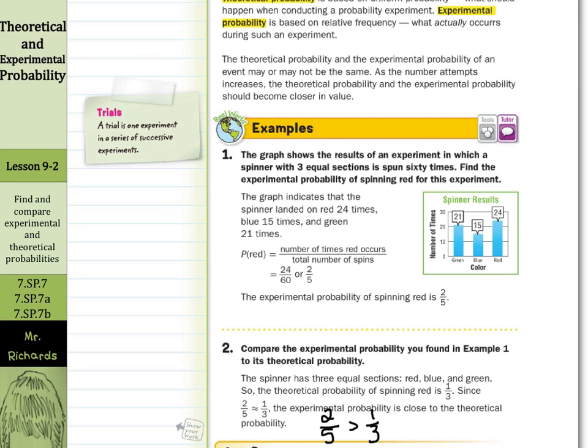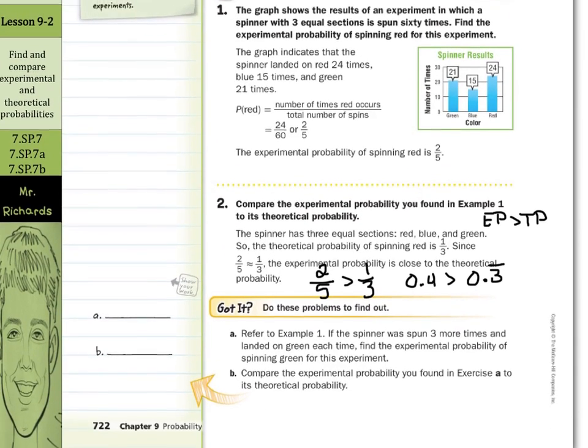I mean, if you were to get these into decimals, 2/5 is 4/10, and 1/3 is 0.3 or 3 repeating. And so you could even make the argument here that the experimental probability is greater than the theoretical probability. And if you were to make that argument, I would agree. So let's see if we got it.